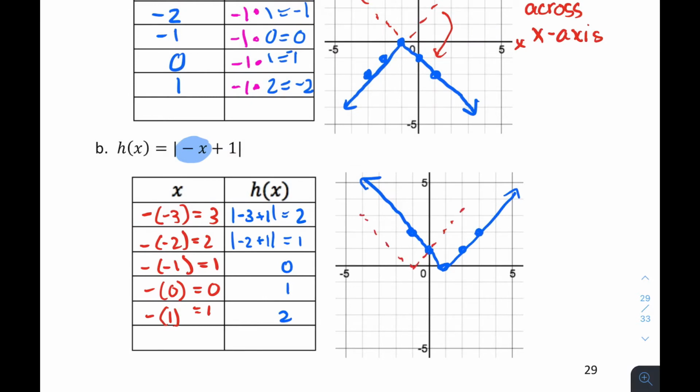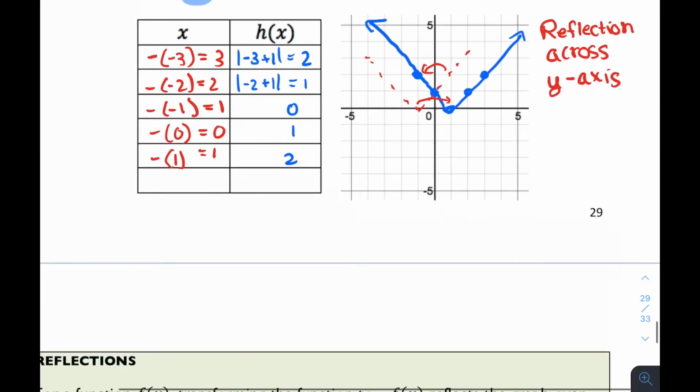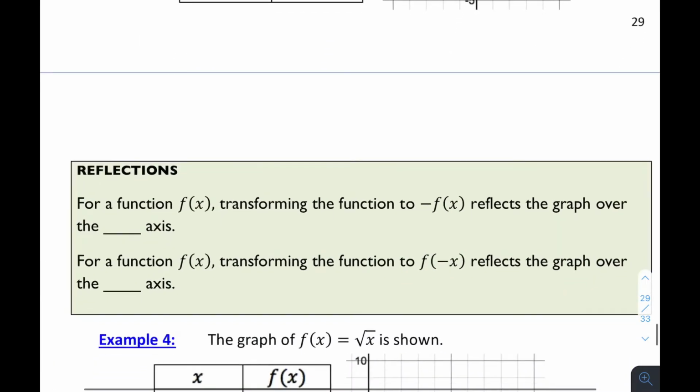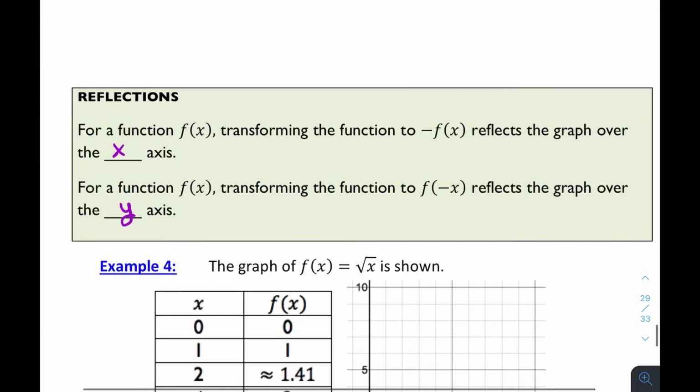And if you compare it to your original, it's kind of hard to tell, but this is a reflection across the y-axis. Every point is flipped across the y-axis on this one, which kind of makes sense because we changed the sign on all of our x-coordinates. So if we make a couple of generalizations here, if you change your function so that it is -1 times your output, it reflects your graph across the x-axis, and -1 times your input reflects across the y-axis.